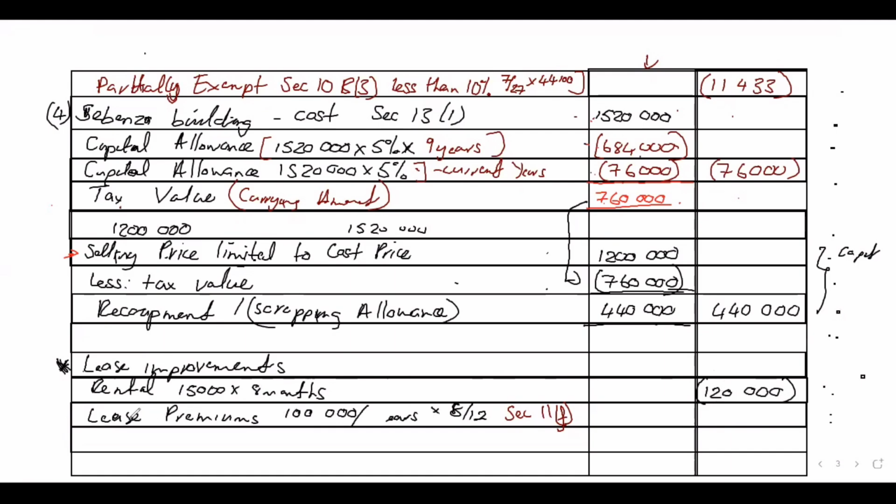Lease premiums. Now this is governed by section 11(f). You pay premiums, especially with companies, they say pay a premium. So you are paying a premium. The premium is 100,000. SARS says claim it over, deduct it over the lease term. What did I say? Deduct it over the lease term.